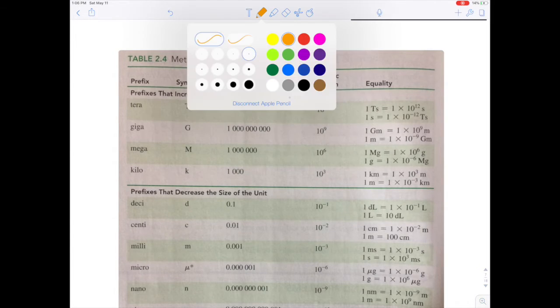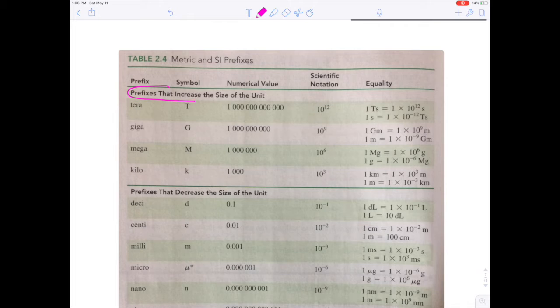And notice in this table, they separate prefixes that make the base unit larger and prefixes that make the base unit smaller. So you can see that milli makes it smaller, specifically 1,000 times smaller.